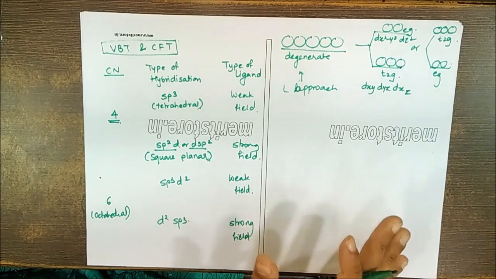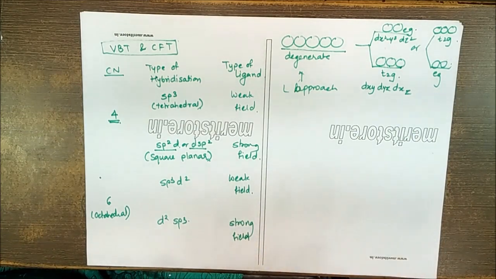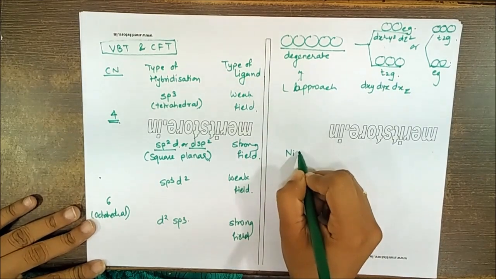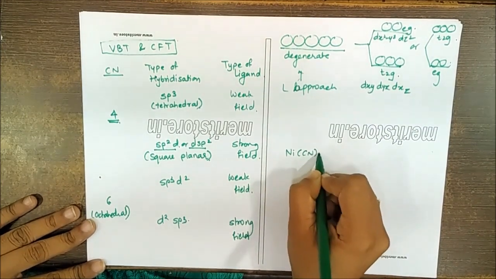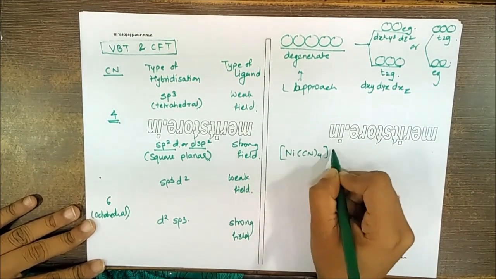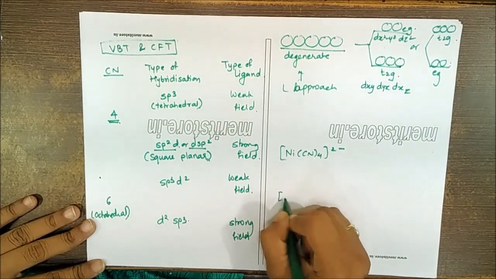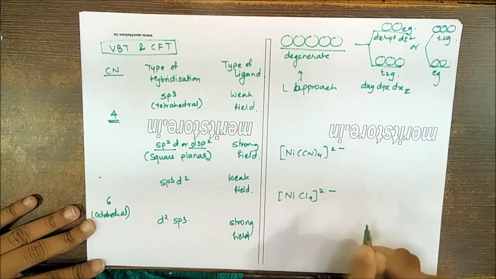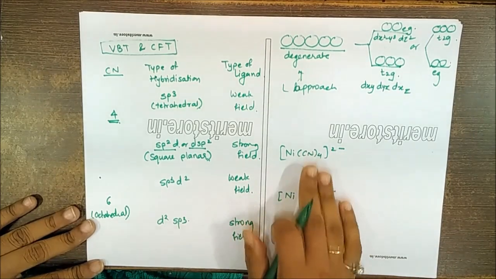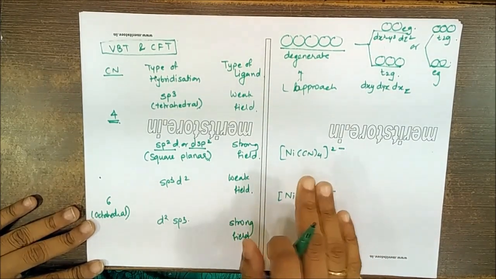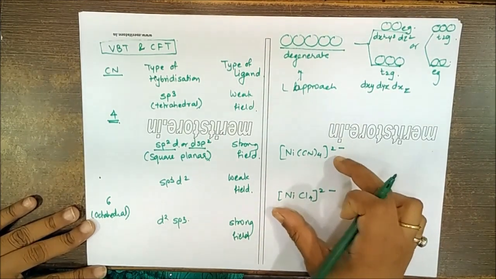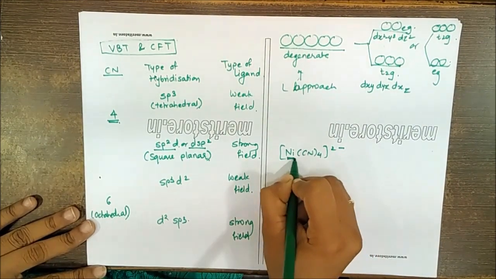For example, we have Ni(CN)4 2 minus, and we have NiCl4 2 minus. Now, if I have to decide the properties of these, what is the geometry of these two complexes and what is the magnetic nature of these complexes, first I will concentrate on nickel.